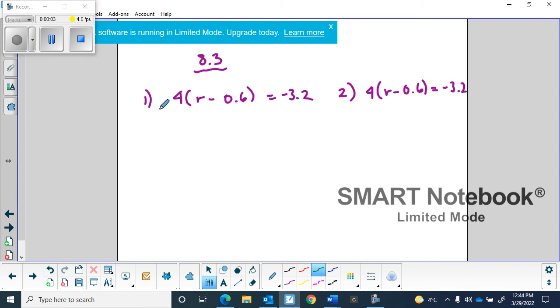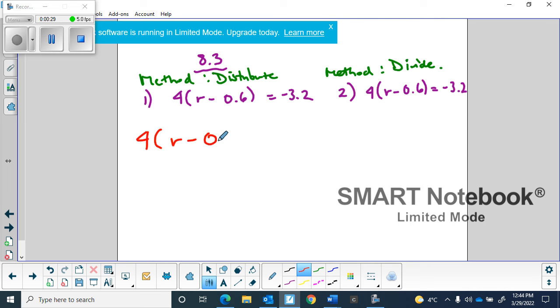All right, so we have the same equation here, and I will do another one that's a little bit more challenging, but I wanted to show you two different methods to solving these kinds of equations. So for method one, we're going to use the rainbow or distributive property. And for method two, we're going to divide right off the bat. All right, so for distributive property, in our class we called it the rainbow.